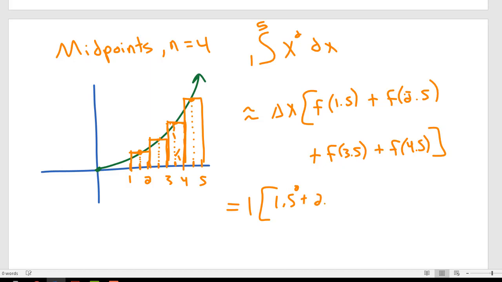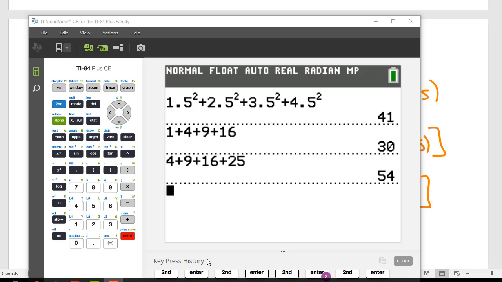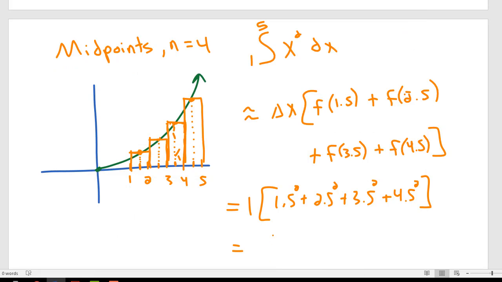So I'm going to plug each of those into my equation, and I'm going to find y equals x squared for each of those x values. So I'm going to pause the video for a second, and I'm going to find that value. I'll be right back. All right, so I get 41 for that value. There's my calculator giving me that value. Let me go ahead and write that down here.